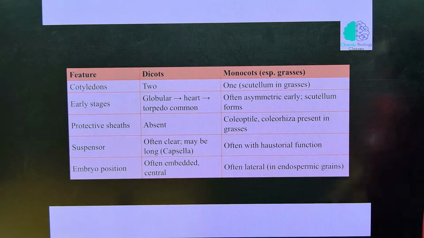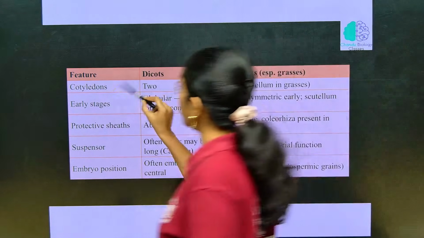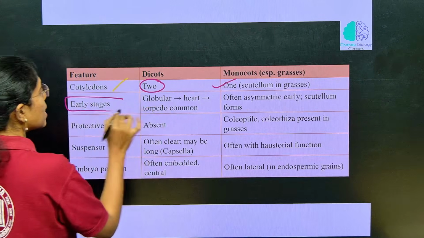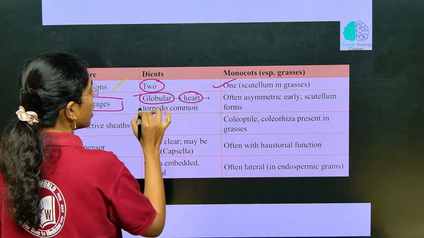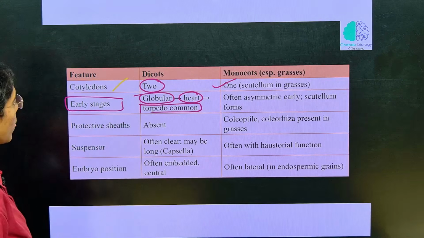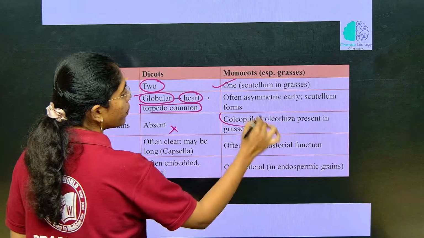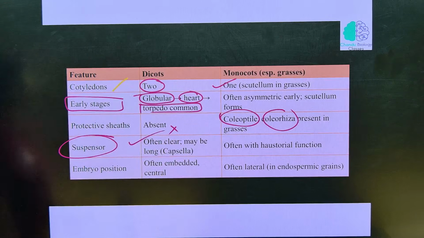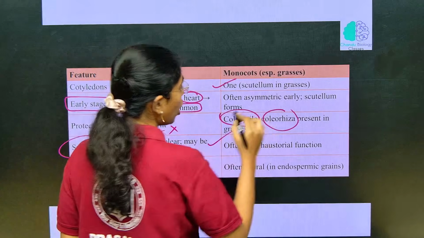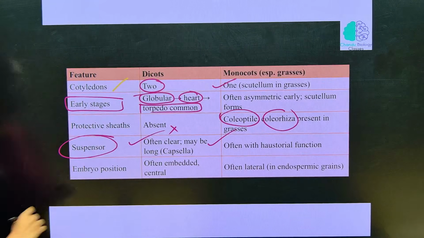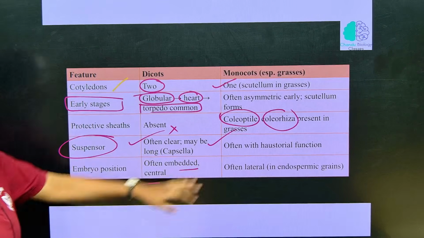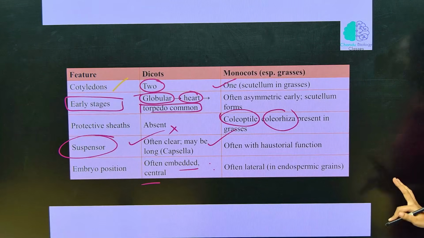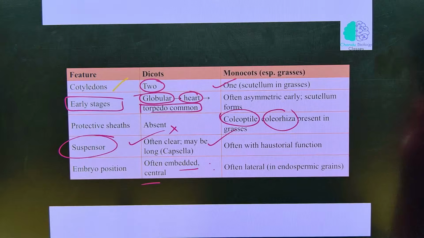And here is the table, where you will see features like cotyledons: 2 in dicots and just 1 in monocots. Early stages globular, turning to heart-shaped and then torpedo stage. Protective sheaths are absent in dicots, while coleoptile and coleorhiza are present in monocots like grass. Suspensor is often clear and may be long like in Capsella, often with haustorial function. Embryo position: often embedded and central in dicots, and in monocots it is often lateral in endospermic grains. Fine, right? These are the characteristic differences between dicot and monocot embryogeny.